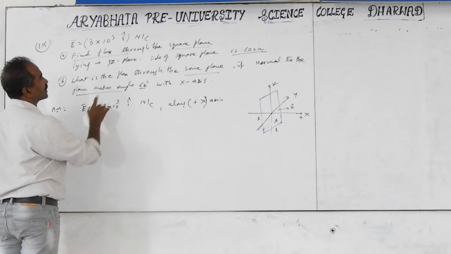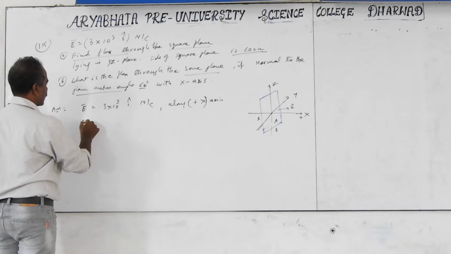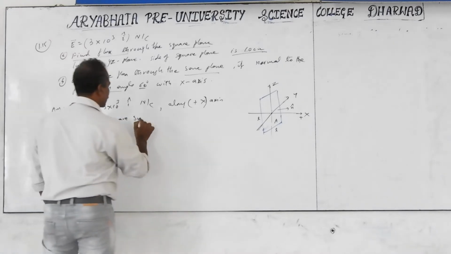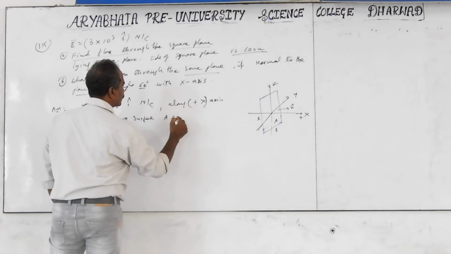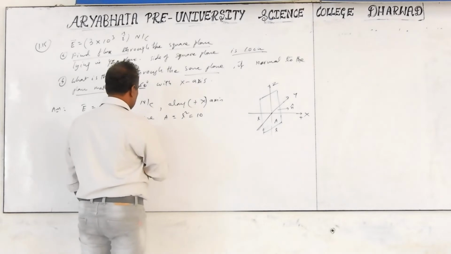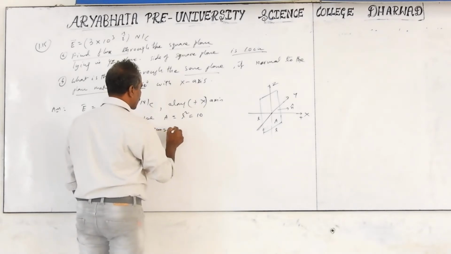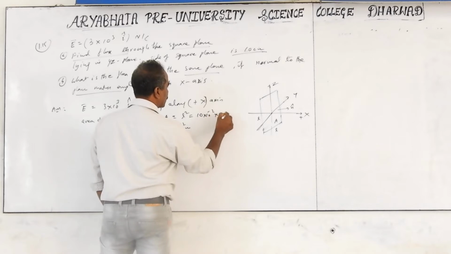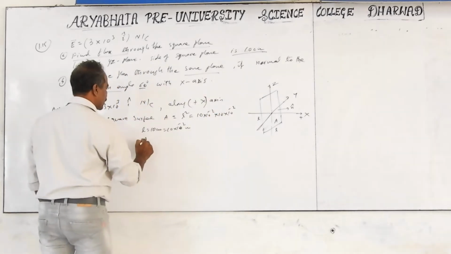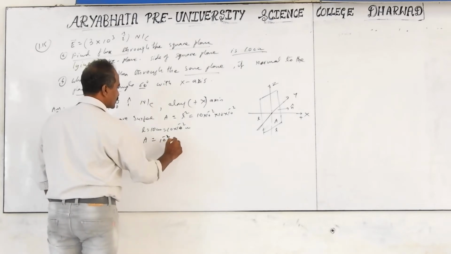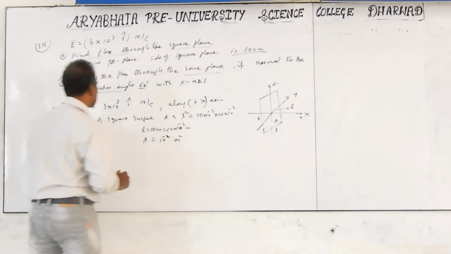Next is the area of the square surface, also called a plane surface. A equals length into length, L squared. L is given as 10 centimeters, which means 10 into 10 to the power of minus 2 meters, that is 0.1 meters. So 10 into 10 to the power of minus 2 times 10 into 10 to the power of minus 2, so the area becomes 10 to the power of minus 2 meters squared. But we take it in vector form.